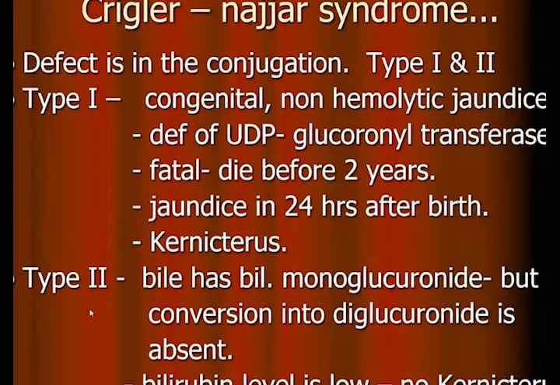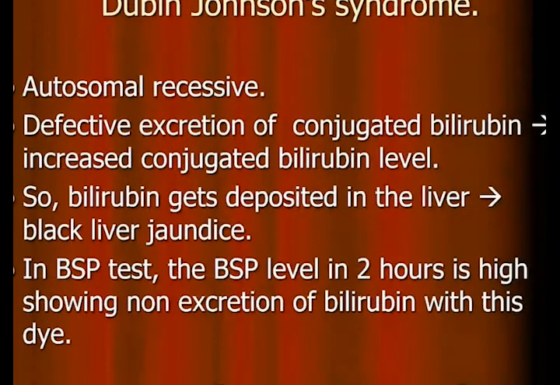Crigler-Najjar syndrome. And type 2 Crigler-Najjar syndrome, here the second step in the conjugation is affected. So here the bilirubin level will be low and there won't be any kernicterus at all. So those are the two types of Crigler-Najjar syndrome.